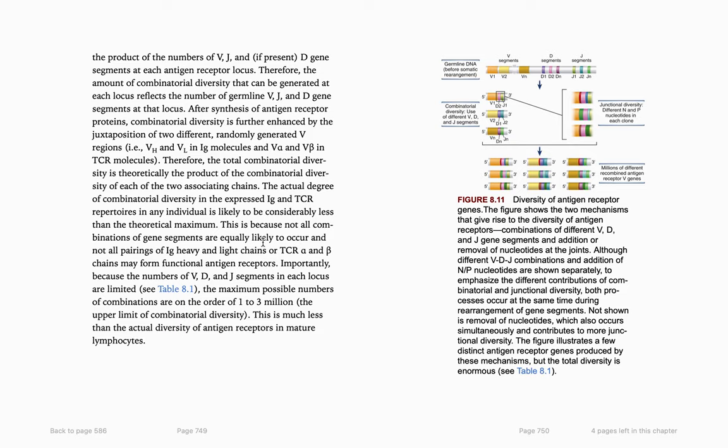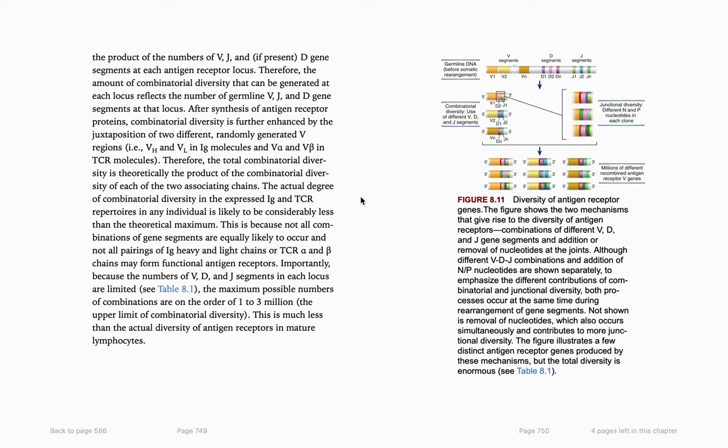This is because not all combinations of gene segments are equally likely to occur, and not all pairings of Ig heavy and light chains, or T cell alpha and beta chains, may form a functional antigen receptor. Importantly, because the number of VDJ segments in each locus is limited, the maximum possible number of combinations is on the order of 1 to 3 million. This upper limit of combinatorial diversity is much less than the actual diversity of antigen receptors in mature lymphocytes.